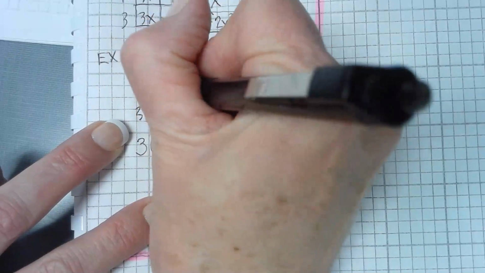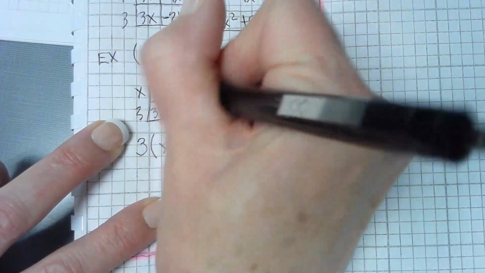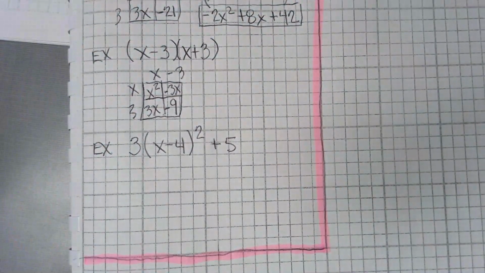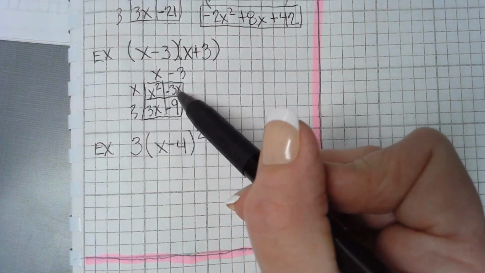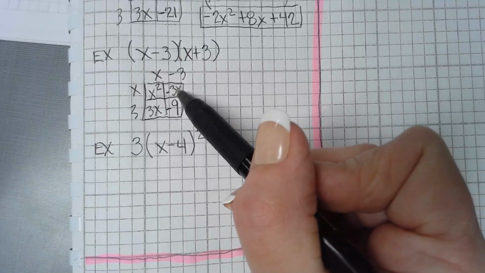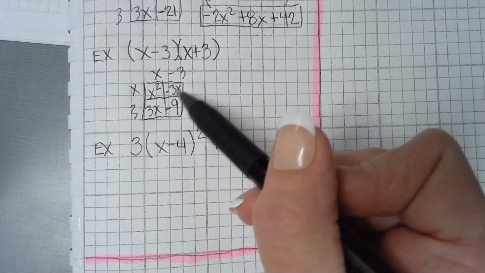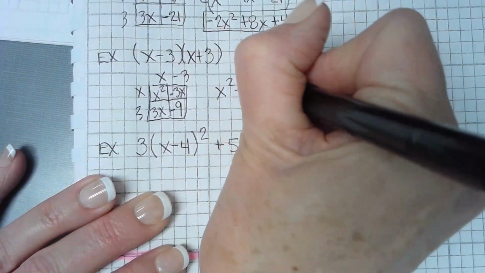And now we're going to multiply. We get x squared, -3x, positive 3x, -9. Now, when we combine terms, what happens here? 3x minus 3x is gone, y'all. You're left with x squared minus 9.